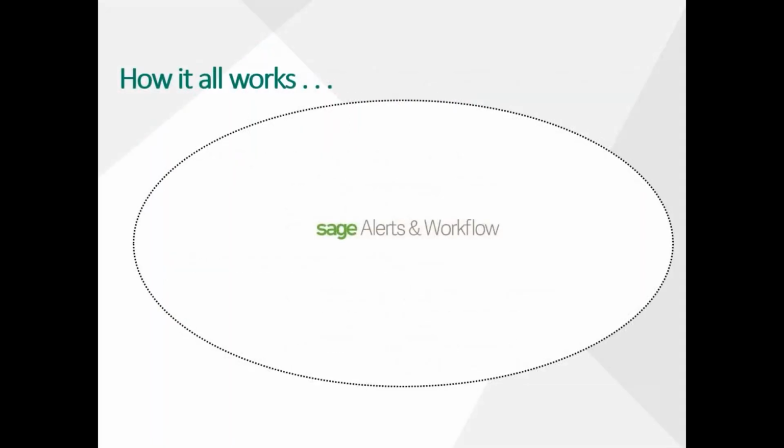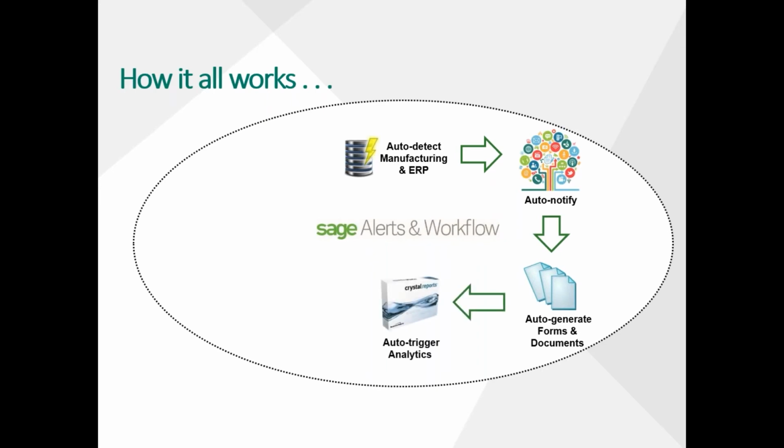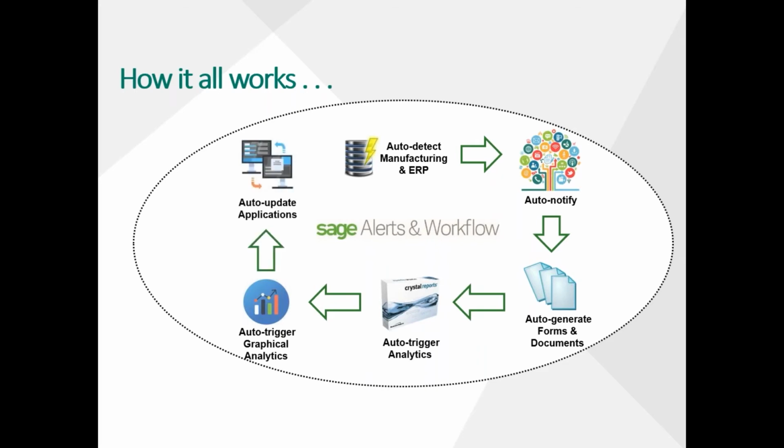If we take a look at the components of Sage Alerts and Workflow, it begins by automatically monitoring your Sage ERP, CRM, HR, and related applications for any business conditions that are important to your organization. When such conditions occur, Sage Alerts and Workflow automatically notifies the appropriate people, automatically generating and delivering relevant forms and documents, automatically triggering additional analytics, which can be in a graphical format, and finishing up by automatically updating your Sage applications with the details of what's occurred.